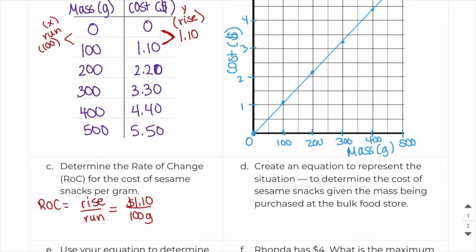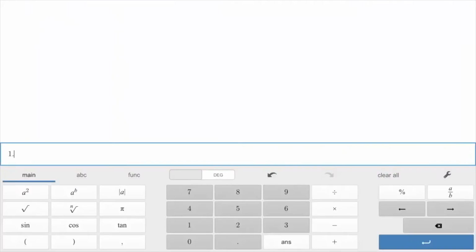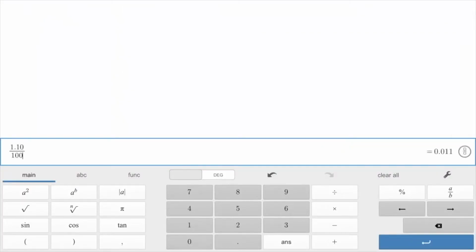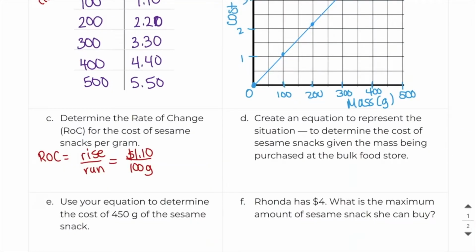And when we divide $1.10 by 100 grams, I get 0.011. And at this point in time, we do not want to round our answer, so we'll just leave it at $0.011 per gram, or 1.1 cents per gram, okay?